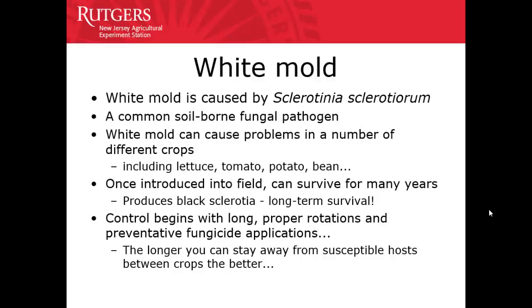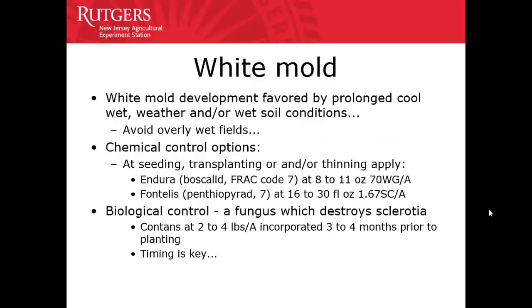So if you have white mold issues in tomato or potato or bean, it could show up in your lettuce and your other cole crops. So you want to pay careful attention to your crop rotations, because this is one of those pathogens that, like I said, has a large host range. And once it's in your field, it's going to be there for a very long time. Your first line of defense is going to be crop rotation, and long crop rotations. The longer you can stay away from susceptible hosts, the better you're going to be in the long run. It's favored by prolonged cool, wet weather or wet soil conditions.